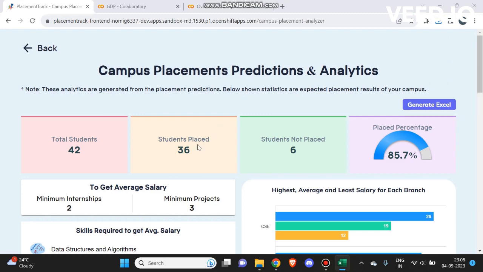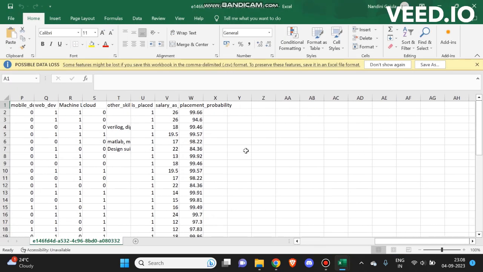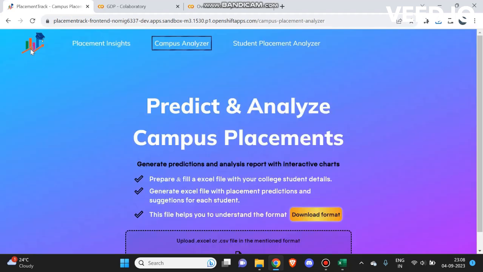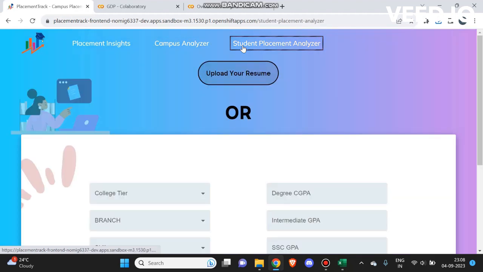You can see that this Excel sheet contains the placement status of each student, and even their salary range and probability of that student getting placed. So this is the second screen, that is campus placement analyzer, and then the third screen is about student placement analyzer. So in this screen the student can upload their resume.